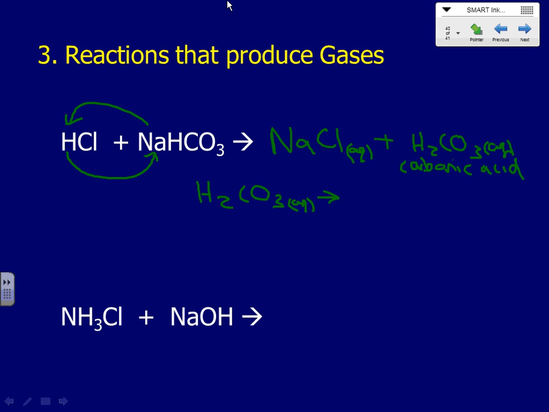And we've already seen this reaction. This is the reaction that takes place in pop. Carbonic acid is in pop. And when you open the pop bottle, this decomposes into, does anybody remember? Lots of bubbles. And so what do we get? What is in that compound when it decomposes?